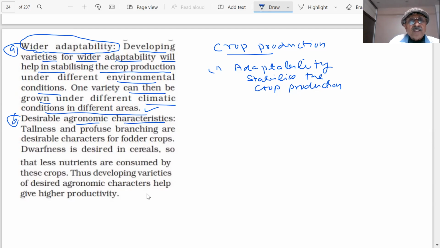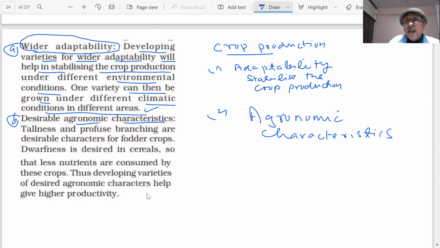Desirable agronomic characteristics. What do you mean by agronomic characteristics? What are they, students? What do you mean by agronomic characteristics? What do you think? What do you think about this? You just have to think and not do anything else. I'm not going to do mugging or anything. You just have to understand. Think. What does agronomic mean?